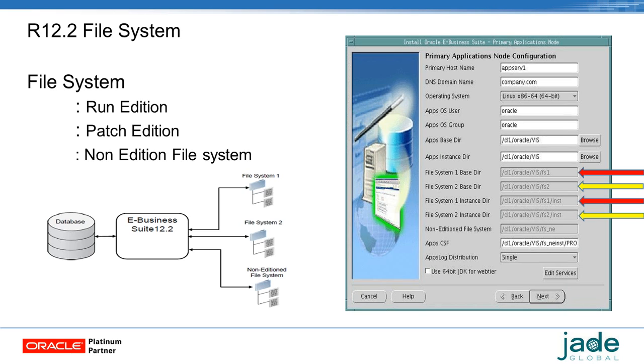So once you are ready to upgrade, when you are installing your R12.2, at that time itself, Oracle will ask you for 3 different file names and 3 different directories where you can install these file systems. That is a brief about file systems.